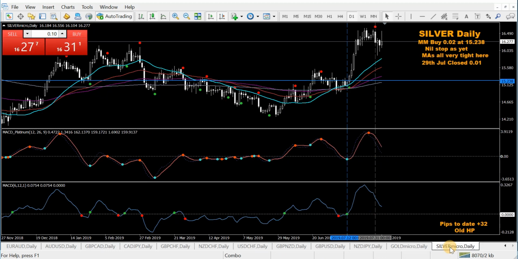And silver, pips to date, all right. All I'm in is a mod MACD buy trade, already closed half and it got up here and stalled a bit. And that's the old HP. Hopefully silver will just drop like a rock and get me out of those other trades.